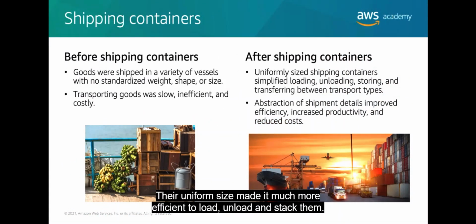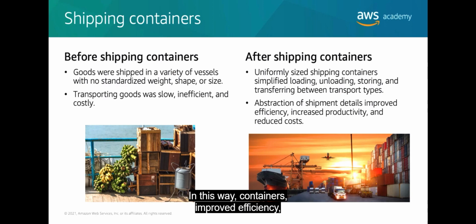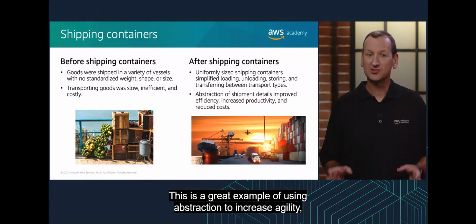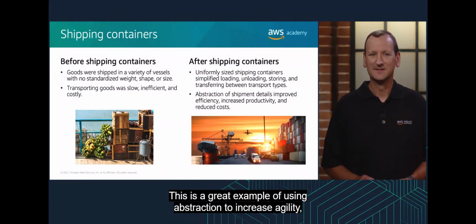Their uniform size made it much more efficient to load, unload, and stack them. Containers could also be easily moved between ships, trucks, and railroad cars. In this way, containers improved efficiency, increased productivity, and reduced costs. This is a great example of using abstraction to increase agility.